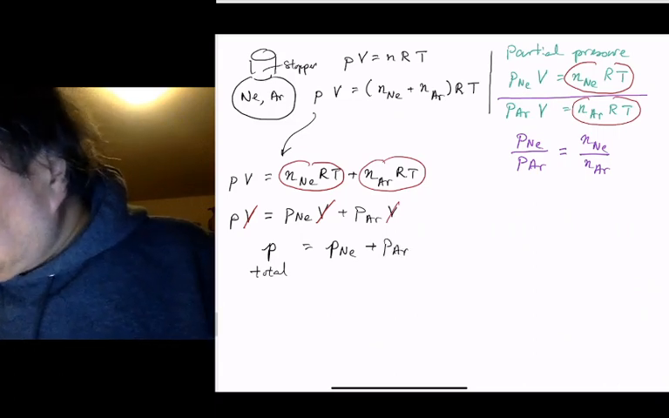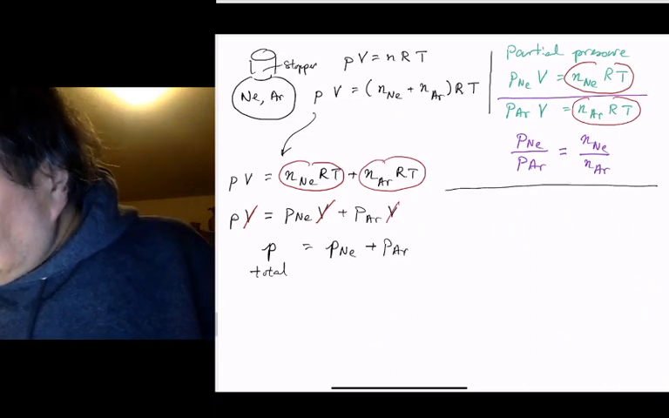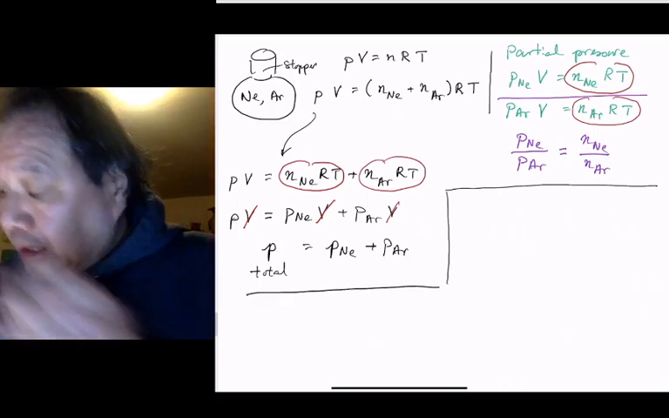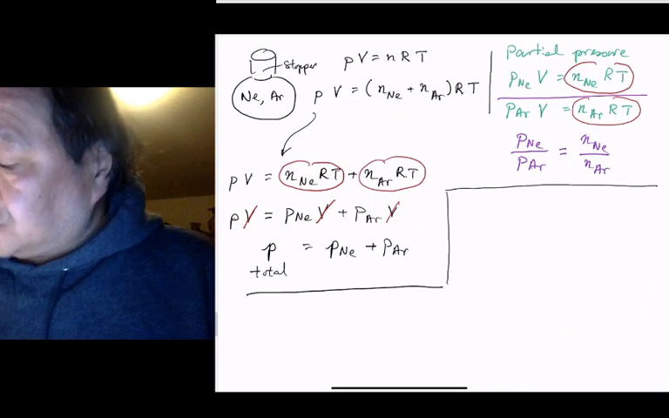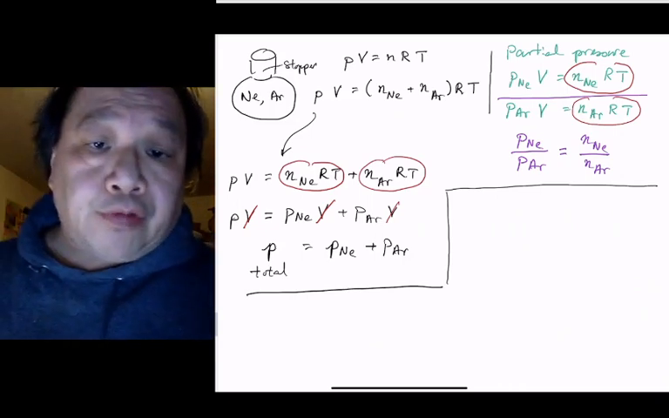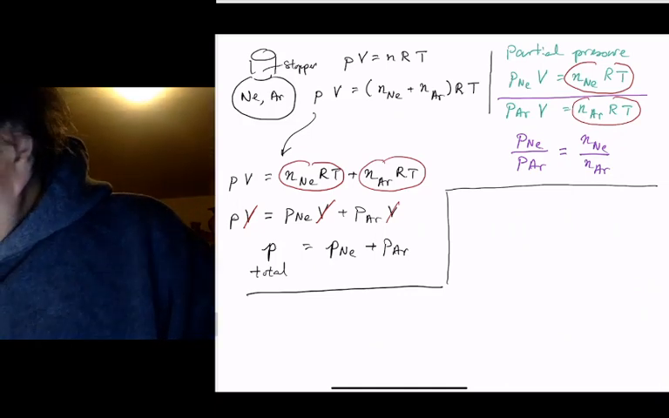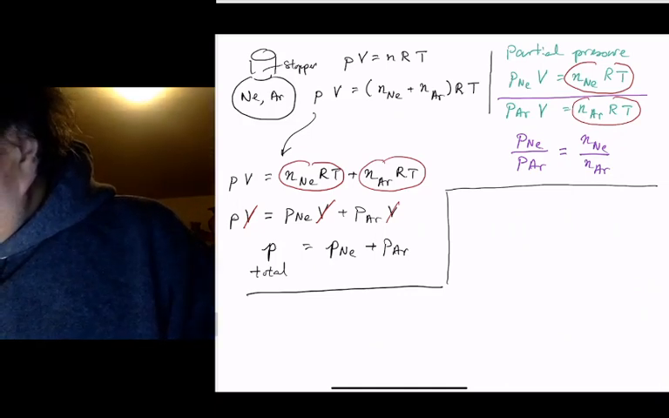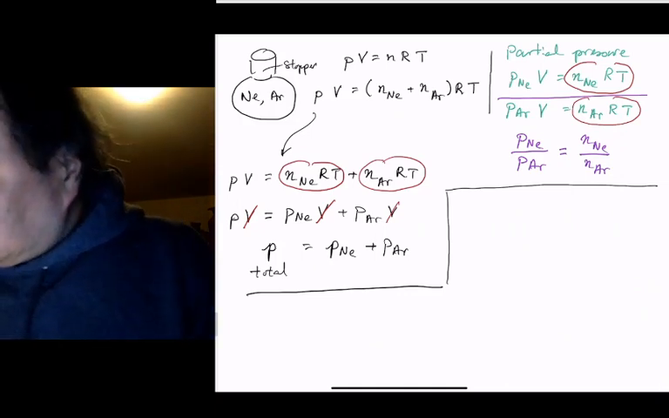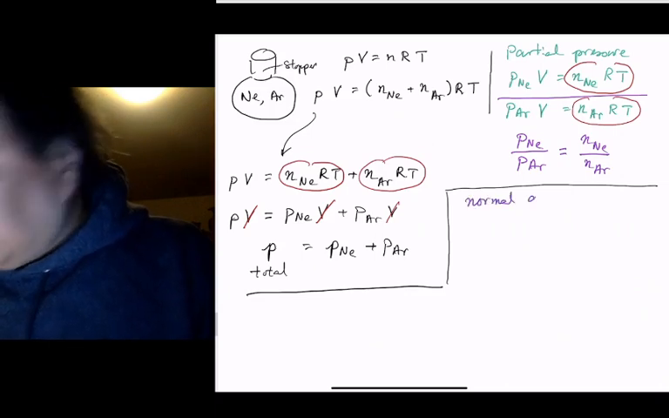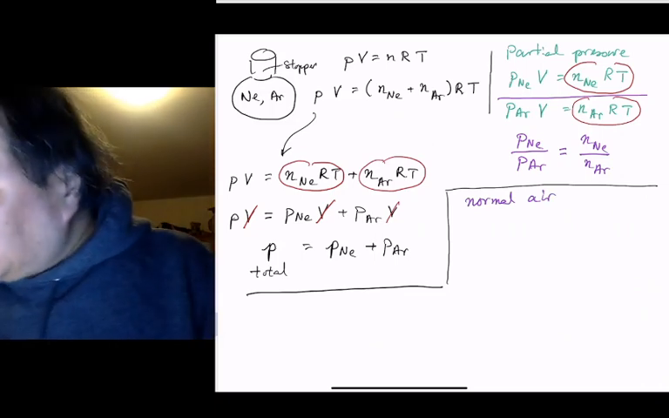And let's do a nice problem. So the total pressure is the sum of the partial pressures, and furthermore, the ratio of the partial pressures is the ratio of the moles. And let's see how we can use this language to understand systems of interest. And what we're going to look at is normal air. Normal air that's around us is at 1 atmosphere.